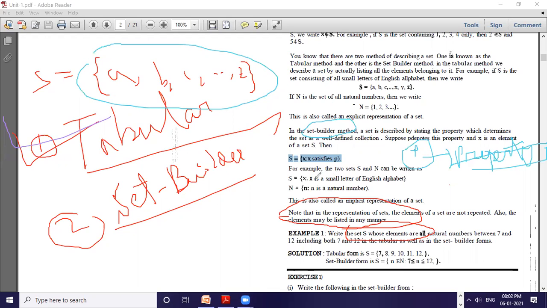So how can I write it? S is equal to x such that x satisfies P. Now what is this property for us? x is a small letter of the English alphabet, right? That's it. So how will I write it? S consists of all x where x is a small letter of the English alphabet, right? Can I write like this?